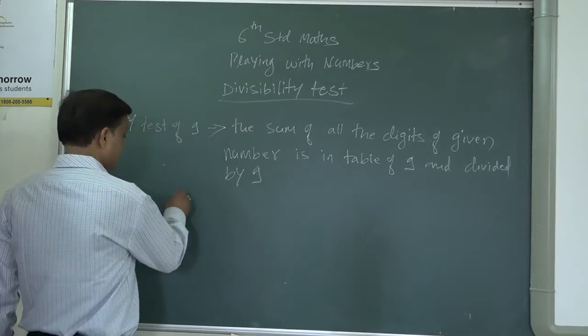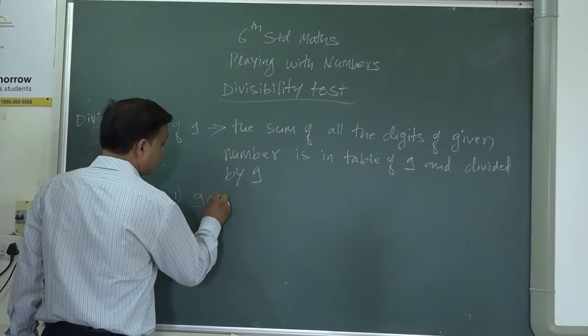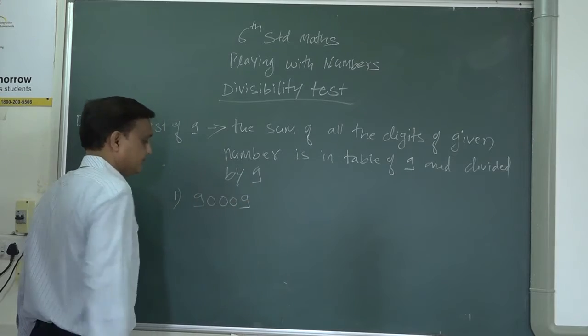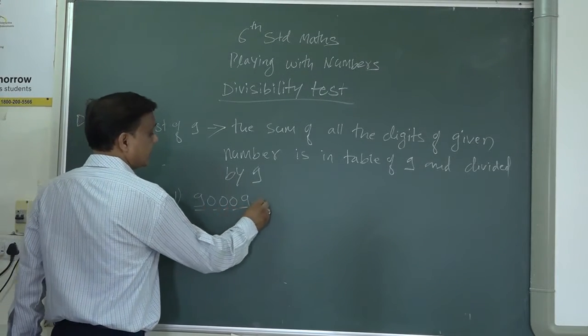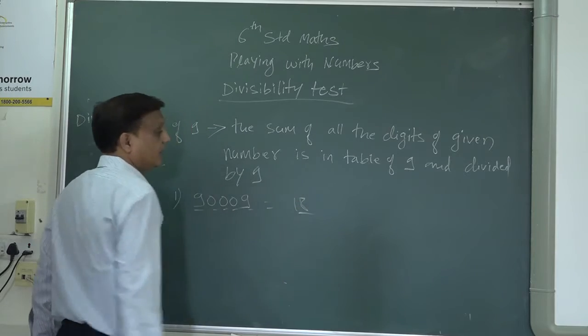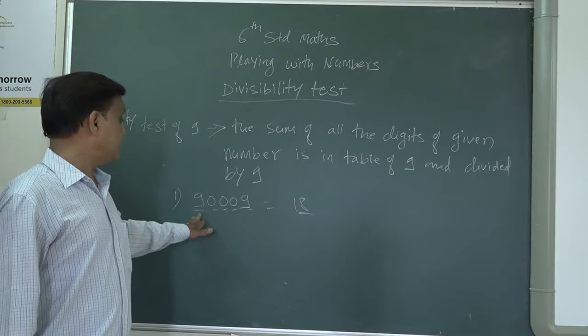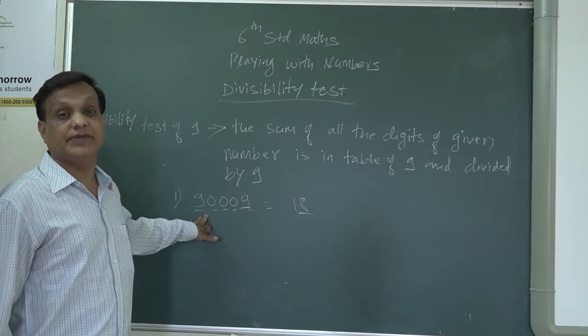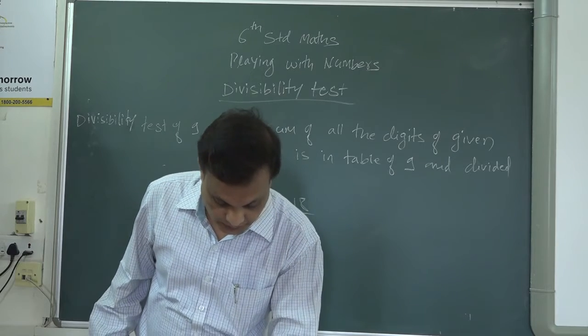Here we are taking one example. 90009. So the sum of the digits is what? 18. So 18 is coming in the table of 9. Also 18 is a multiple of 9. So that's why this number is divisible by 9. One more example we will take so you can understand.